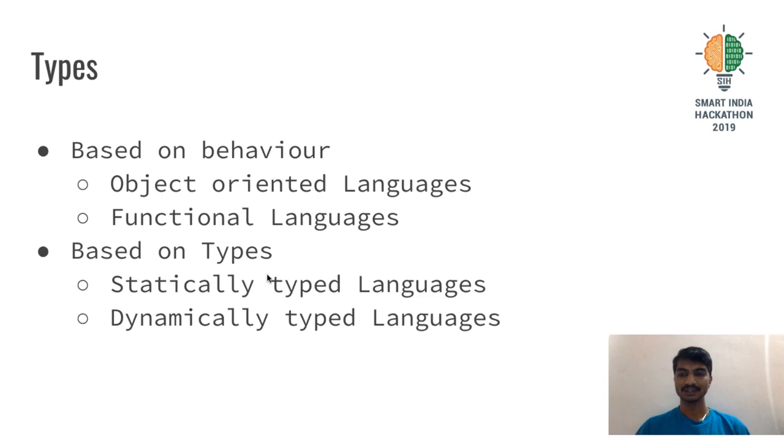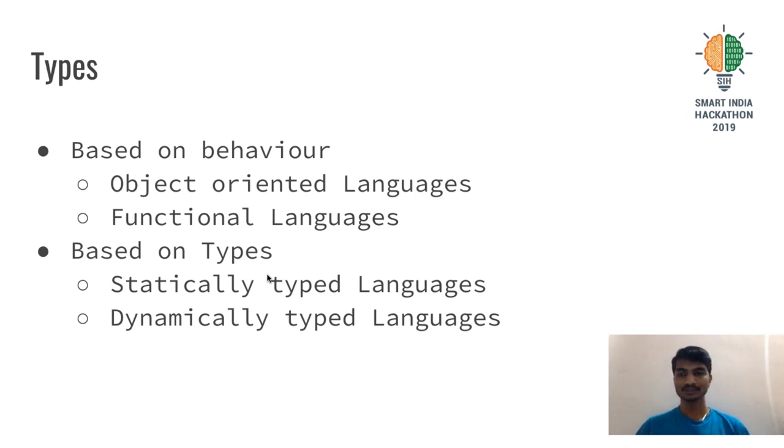Languages we can separate into two different categories, as given here. One is based on behavior and the next one is based on types. Based on behavior, we can separate languages into object-oriented languages and functional languages. Based on types, we can segregate them into statically typed languages and dynamically typed languages. Actually, an object-oriented language can be statically or dynamically typed, and the same applies for functional also.